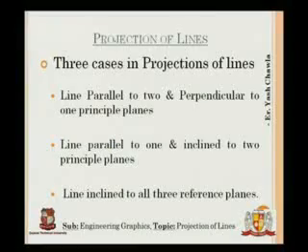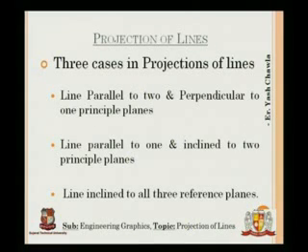So the first condition is that it will be parallel to two planes, that is either HP, VP or profile, and it will be perpendicular to one of the planes. The second condition is that it will be parallel to one and inclined to the other two principal planes. The third condition is that it will be inclined to all three reference planes.